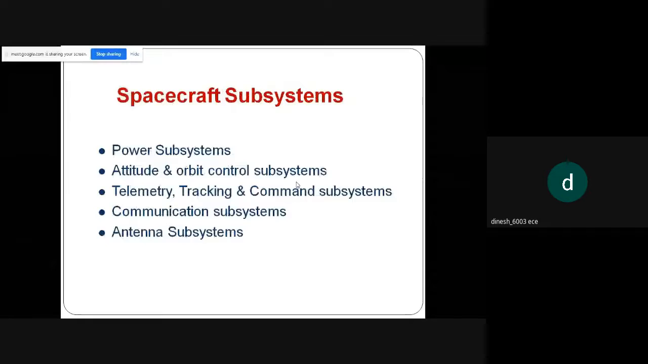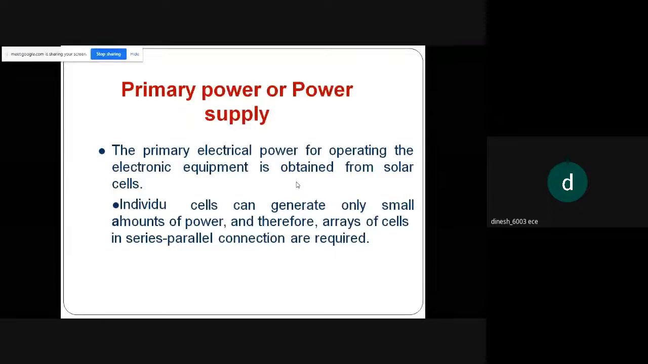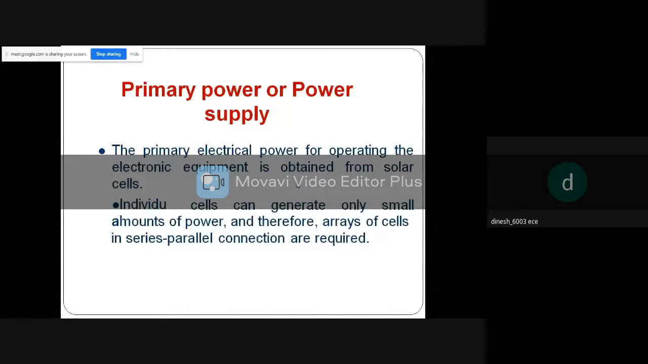So the first topic of the spacecraft subsystem is your power supply. The primary electrical power for operating the electronic equipment is obtained majorly from the solar cells. Why? Because the satellites are placed in space, they require power to operate for a life period of about 10 years or 20 years or 30 years.